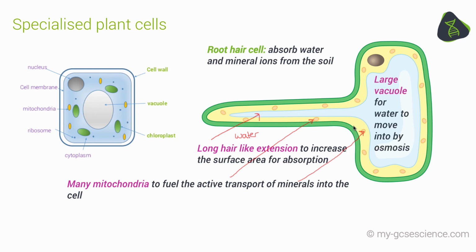And you will always find a large permanent vacuole in these root hair cells for water to move into by osmosis. And very, very importantly, there are no chloroplasts at all in root hair cells. What's the point? Chloroplasts are there to absorb sunlight. These cells are underground. There's no chance sunlight's going to reach them.